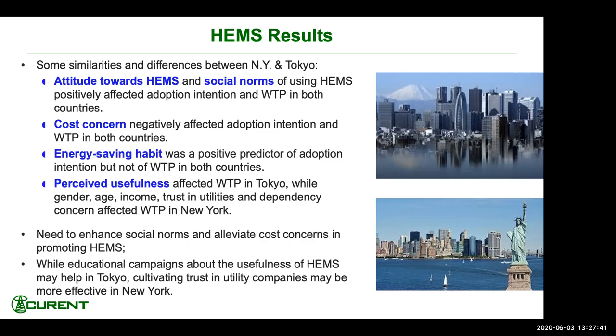However, for perceived usefulness, it's more important for Tokyo. While for demographics, this I want to point out, trust is more important to New York residents than Tokyo. In general, typically, Japanese are more likely to trust their organizations, so this doesn't affect their adoption. But for New York residents, trust becomes a very important factor, and also dependency concern. New York residents are concerned about how much they are going to depend on this technology.